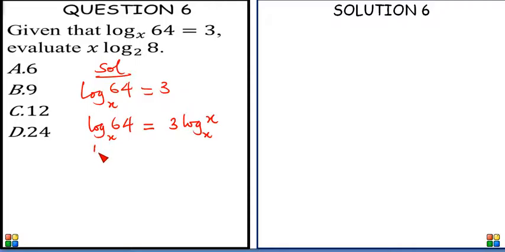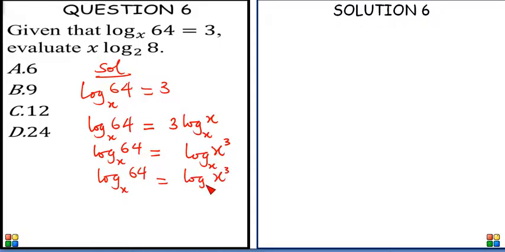So let's continue this. This becomes logarithm 64 base x equals logarithm of x raised to power 3 base x. Yes, it's allowed. This 3 can become the power of this x. That's one of the laws of logarithms. And from here, logarithm 64 base x is equal to logarithm x cubed base x. Since they are both log base x, we can equate them and say 64 is equal to x raised to power 3.